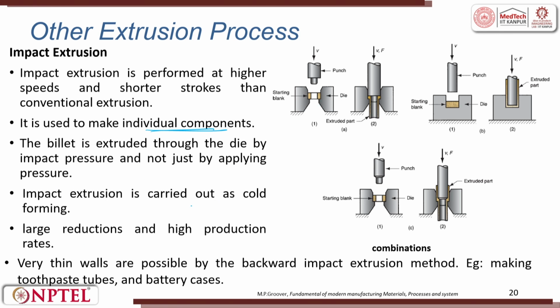The impact extrusion is carried out in the cold form. So, this is one. You can also have an impact extrusion like this, and you can have a combination of this plus this. So, you try to get an extruded portion on the top. The larger reduction and higher production rates can be done by this process. Very thin walls are possible by backward impact extrusion. Example, making of toothpaste tubes and battery casings are done by impact extrusion.